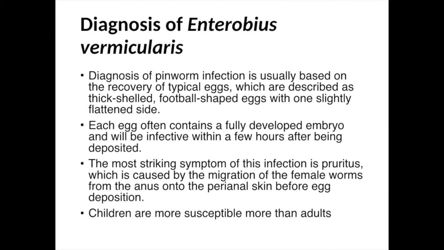Diagnosis of Enterobius vermicularis depends on finding the typical eggs. These eggs are easily identified by their unique morphology. The eggs, as we just saw, have thick shells, are football shaped, and are easy to identify under a microscope. These eggs are embryonated and they are infective within a few hours after being deposited.